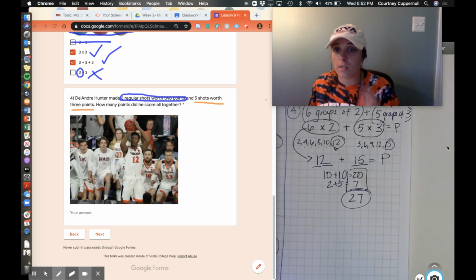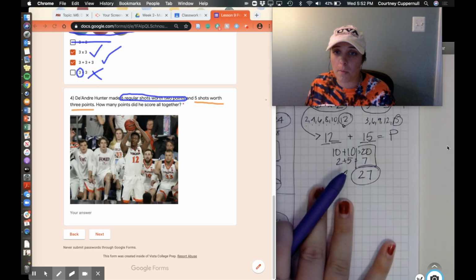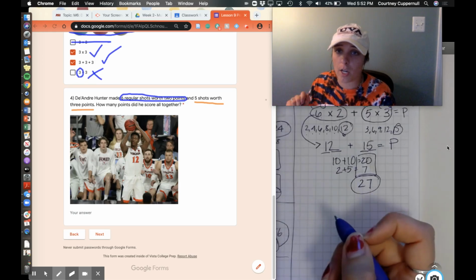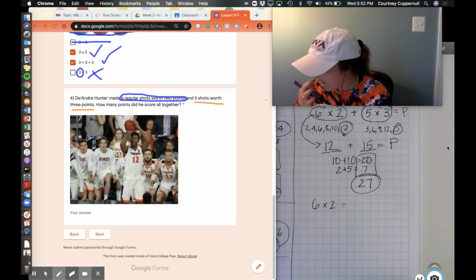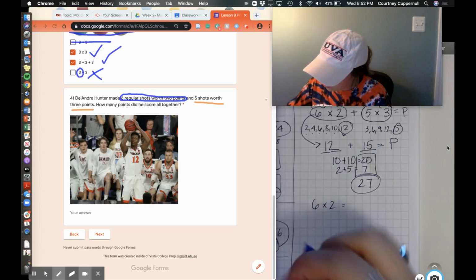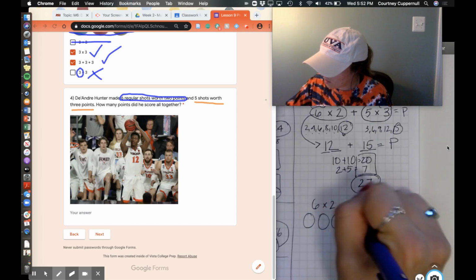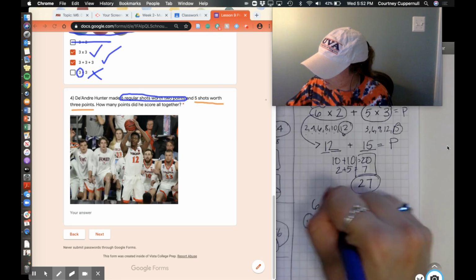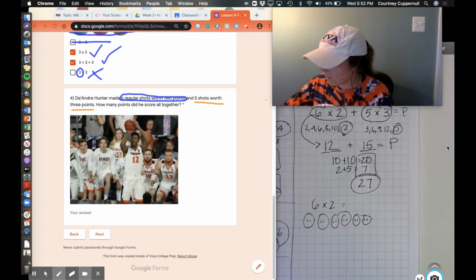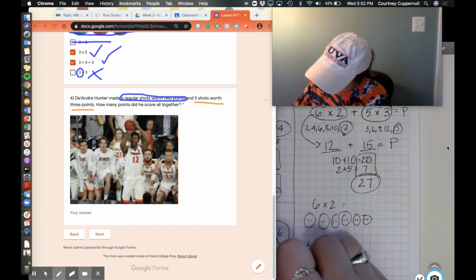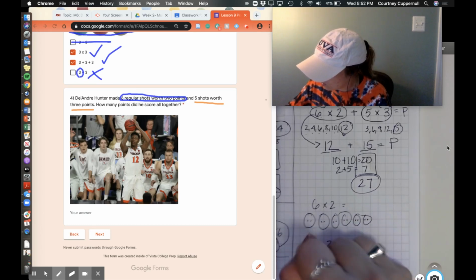So another way we can do this, maybe if the number sentences or the skip counting aren't your cup of tea, the way I would break apart this problem is my 6 regular shots worth 2 points. I would still keep that as 6 times 2, 6 groups of 2. And then maybe I just add up how many I have here. So my 6 groups of 2 would be 1, 2, 3, 4, 5, 6, 2 in each. Then I would think, okay, now I have my 5 groups of 3 from up here. So I'm going to do 5 times 3 equals and represent that in a picture, if pictures are my jam.